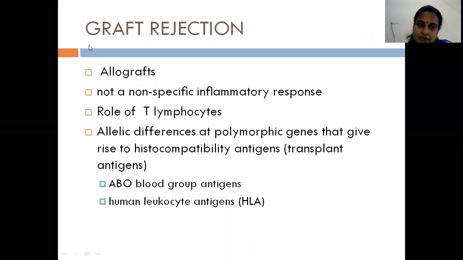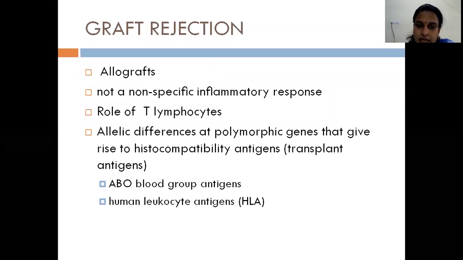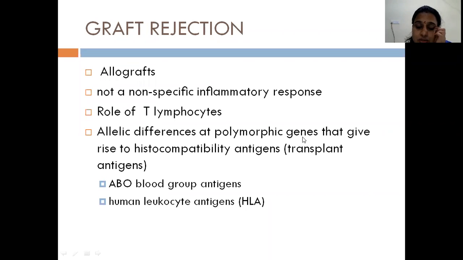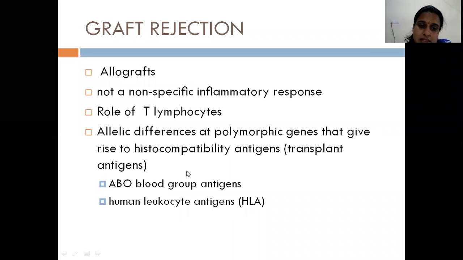So, the very idea of graft rejection: we normally follow allografts, so there is definitely a graft rejection. It is not a non-specific inflammatory response, but it is very much mediated by the T lymphocytes. There are allelic differences at polymorphic genes that give rise to histocompatibility antigens, which are called the transplant antigens. And these transplant antigens are of two types. One is the ABO blood group antigens, and the next is human leukocyte antigen, HLA.